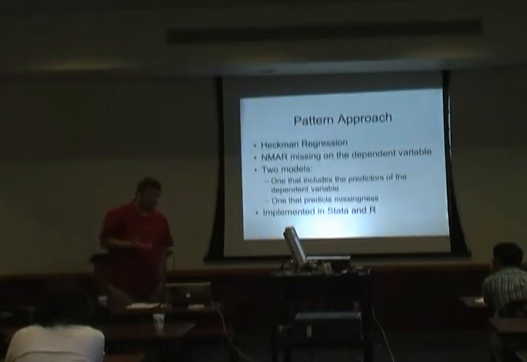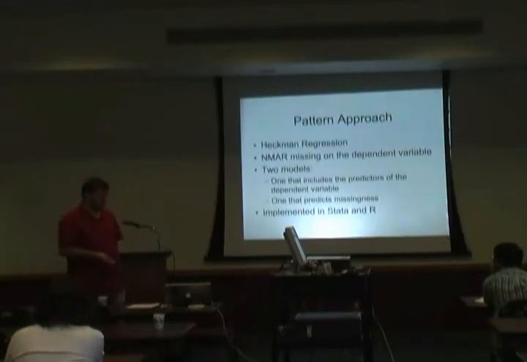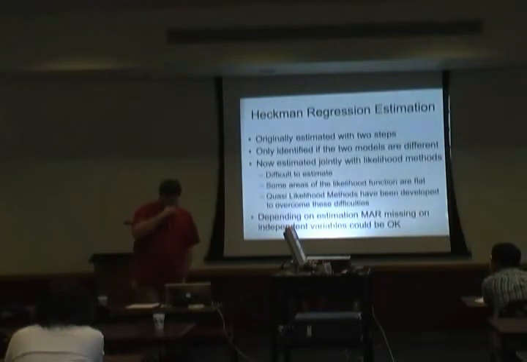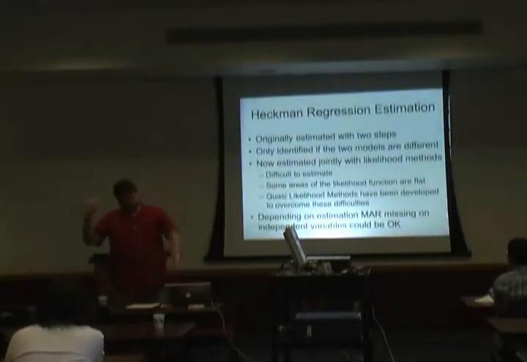Now, today, it can be done simultaneously with something similar to structural equation modeling, but the estimation is really, really difficult. The surface of the likelihood is often flat, though it is implemented in some software. I know that Stata has a biprobit command that does this, and about 4 other commands that do this. And there are some modules in R that will actually do this. So again, originally estimated in 2 steps, but to identify the model, the 2 models needed to be different: one that predicts your missingness and one that predicts your dependent variable.